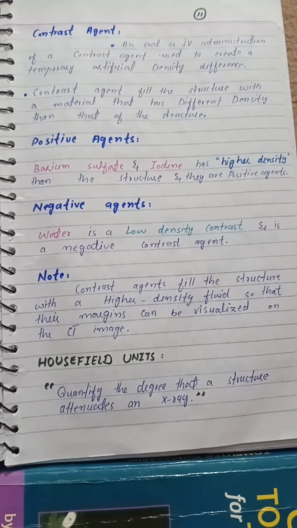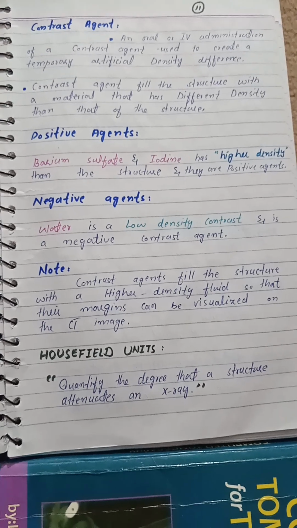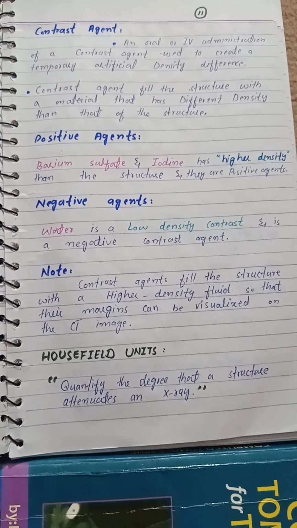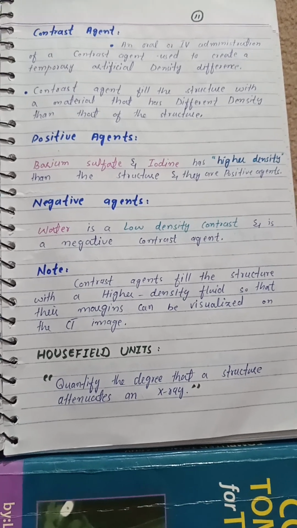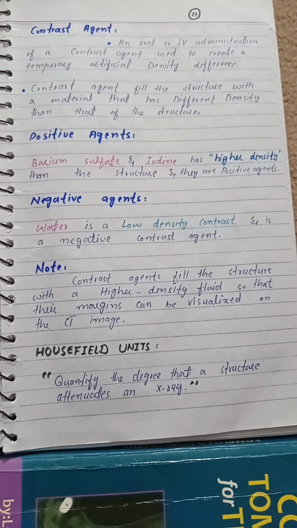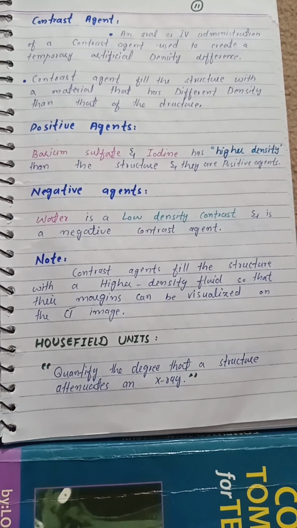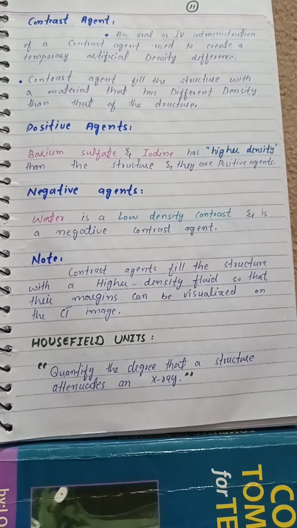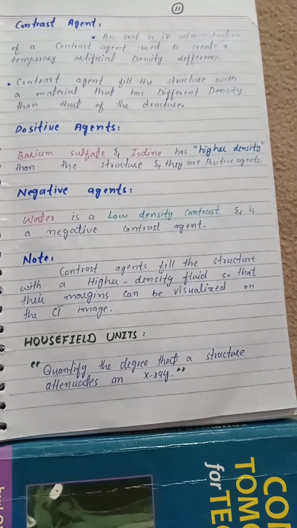Contrast agent: an oral or IV administration of a contrast agent used to create a temporary artificial density difference. Contrast agents fill the structure with a material that has different density than that of the structure. Positive agents: barium sulfate and iodine have higher density than the structure and they are positive agents.